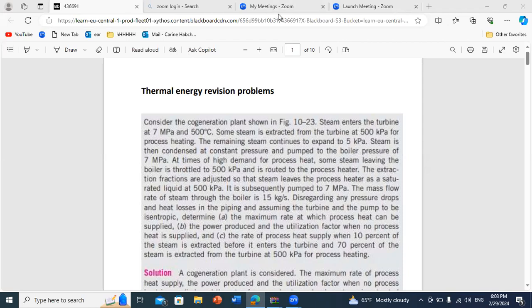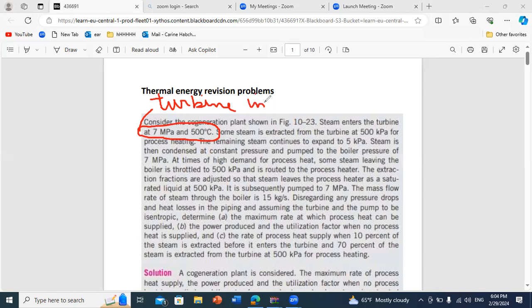So we will consider a cogeneration plant that is shown in the following figure. Now, the information given will be important for us in order to draw the TS diagram. Okay, so we know first that the steam enters the turbine at 7 megapascal and 500 degrees. So these are the conditions at turbine inlet, and in general, turbine inlet is superheated vapor. So all we have to do is go to the tables, and from the tables, we can get the enthalpy and the entropy at this state.